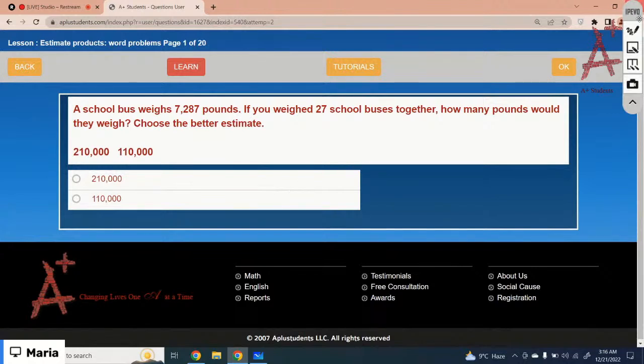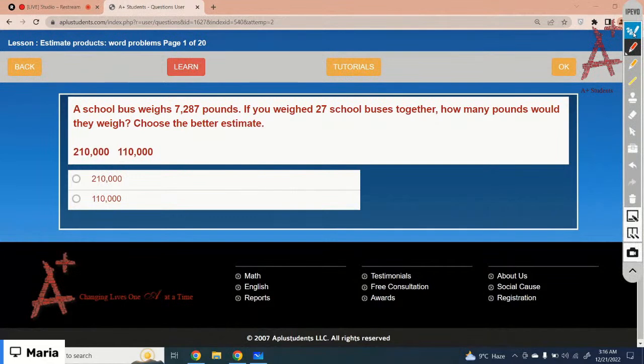They are 7,287, and multiply it with the 27. Got it? You have to round off both the numbers. Got it, everyone? So you have to round off this number to the thousands. 7 is at the thousands position. Just look at the very next digit, that is 2. You have to compare this digit to 5.